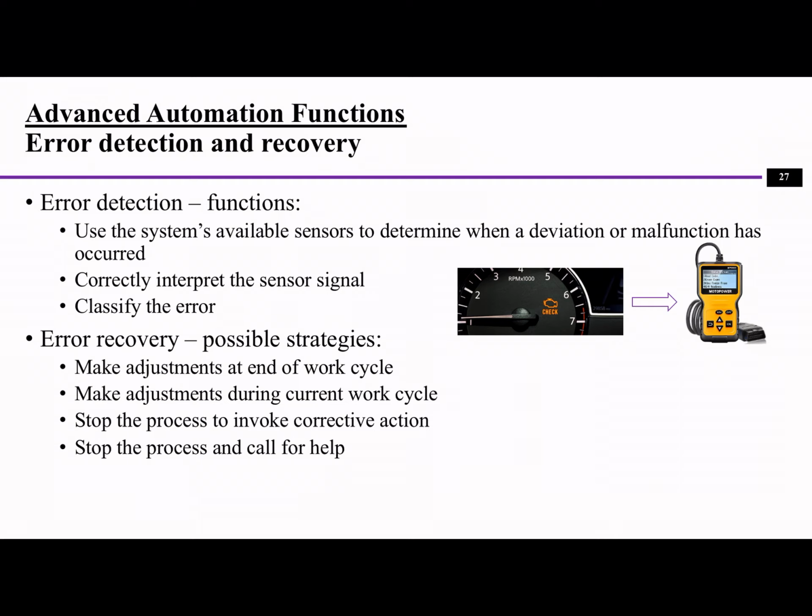And in terms of error recovery, possible strategies can be to make some adjustment at the end of the work cycle. So after the work cycle is done, we can make adjustments, or we can make adjustments during the work cycle. For example, when we see the cutting temperature is too high, we probably want to reduce the cutting speed to lower the temperature. In this case, we do not actually stop it or wait until it's done. Or in some cases, we just stop everything, right?